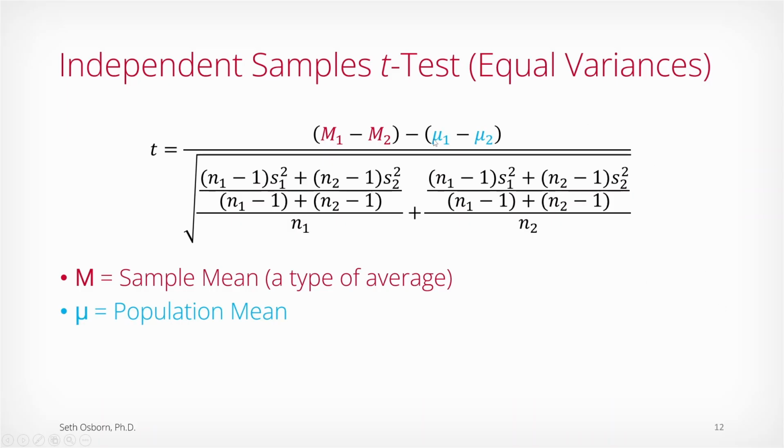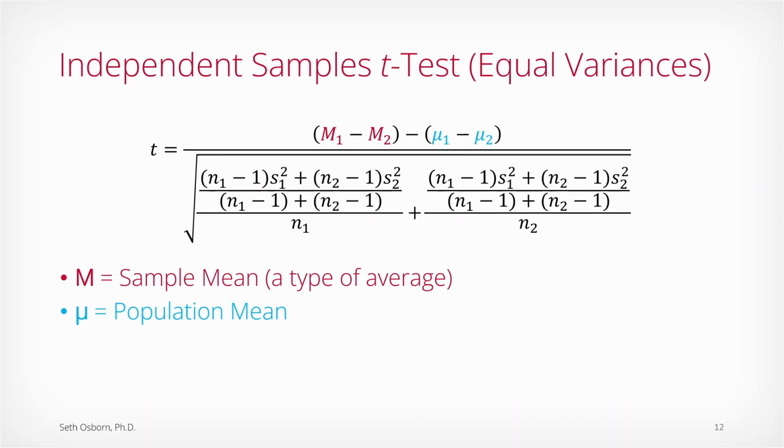Okay, then we also have mu, this Greek letter that looks like a U. That's actually more like a Greek M, actually. That's mu. This is the population mean. So the population is the full set of observations we would theoretically be interested in, but the sample is some subset of that we draw.